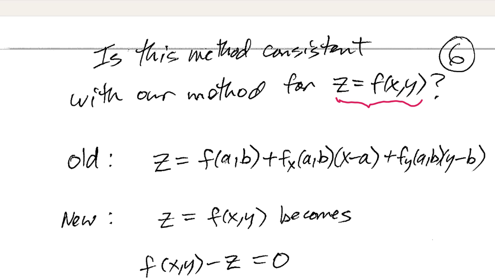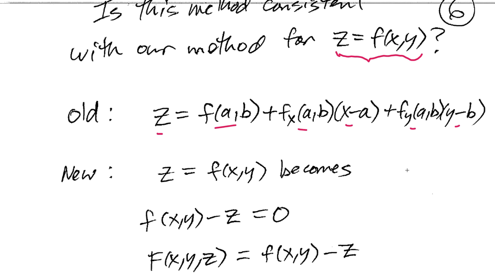Here's our old method. We would say z has the following tangent plane: z is f of (a, b) plus f sub x at (a, b) times (x minus a) plus f sub y at (a, b) times (y minus b). There I've written my answer in the form z is a function of x and y. That's how we did it before, right? Remember that? Okay, here, what's our new method?